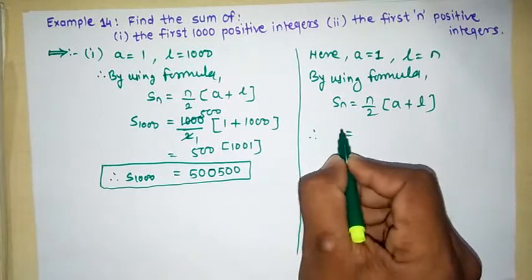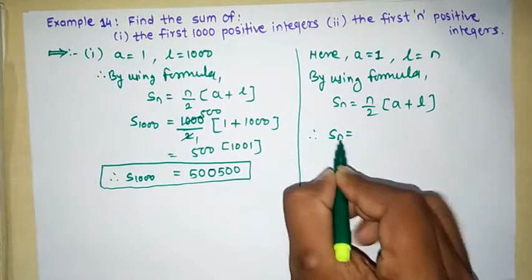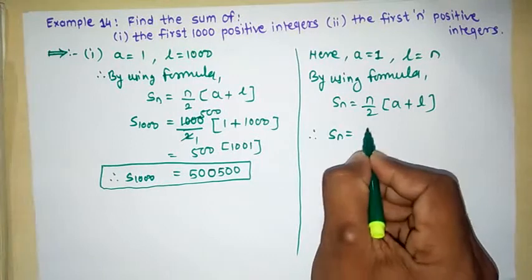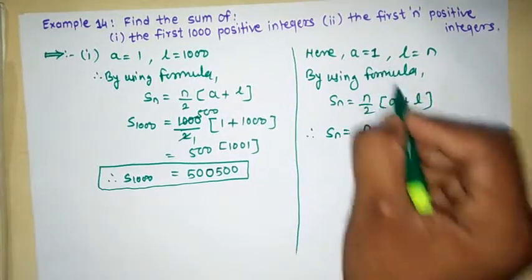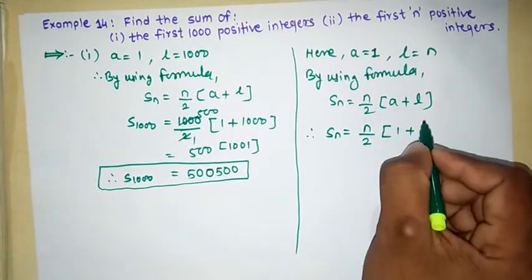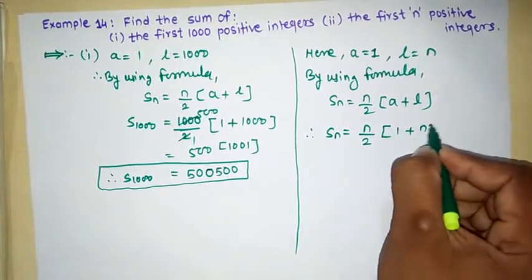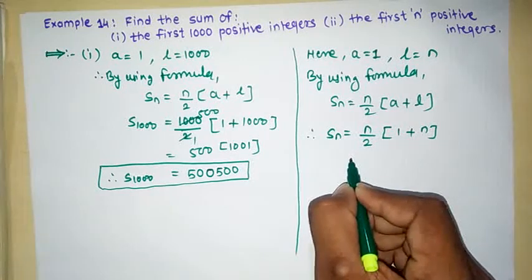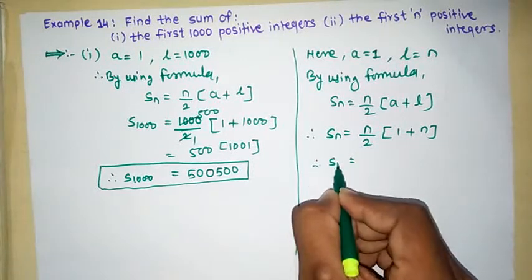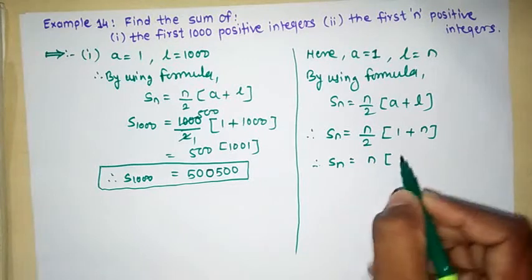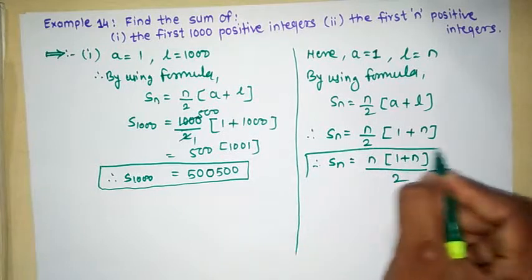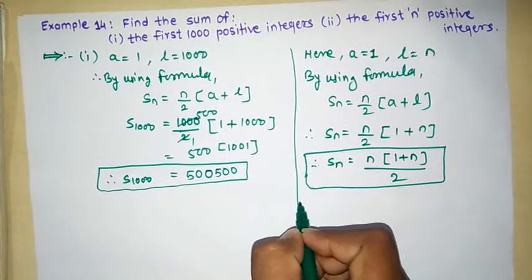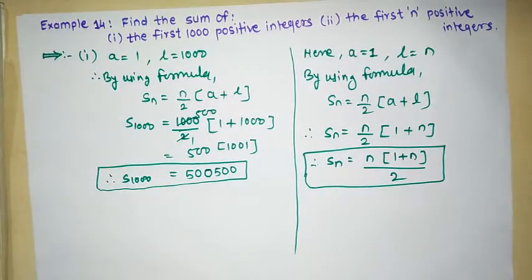Therefore the sum of the n terms is n as it is, plus what is the first term? The first term is 1, a is equal to 1, plus L. What is the last term? The last term is n. Therefore Sn is equal to n into (1 plus n) divided by 2. This is the formula to find the sum of the first n positive integers. Now we got the sum of the first n positive integers.